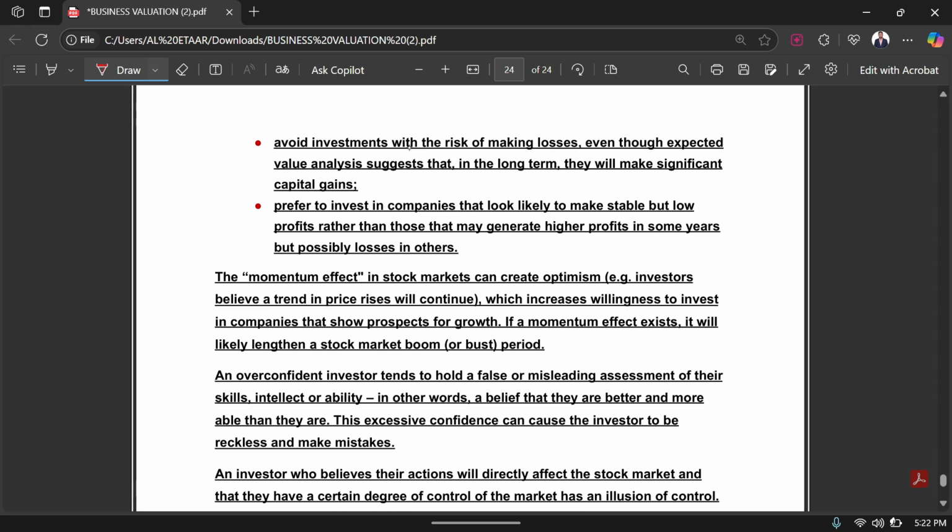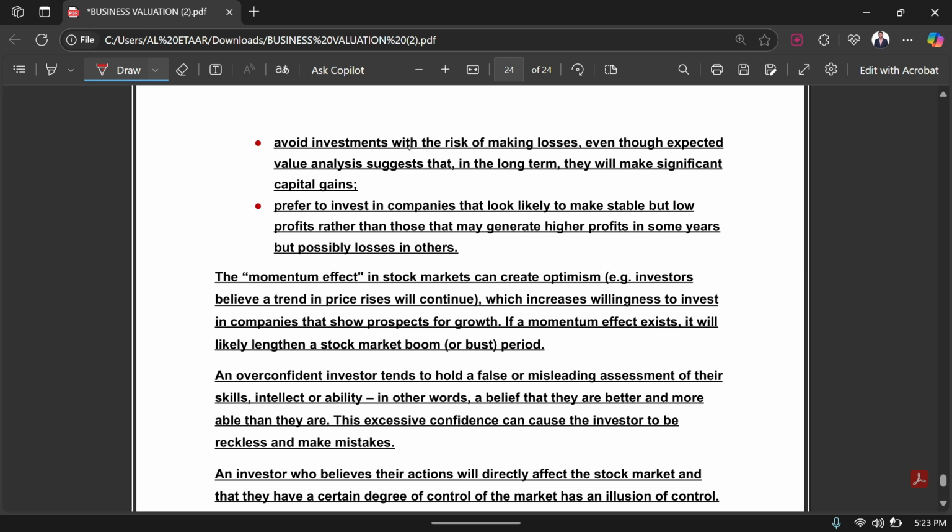So noise traders basically avoid investments with the risk of making losses, even though expected value analysis suggests that in the long term they will make significant capital gains. So they're saying that these noise traders have a habit that even though value analysis would say, for example, that if you invest in this particular stock, you will have a long term significant capital gain, they will not do that. Why? Because they have a risk of making losses, so they are afraid, they do not take the risk of making losses. So this is one thing about the noise trader.